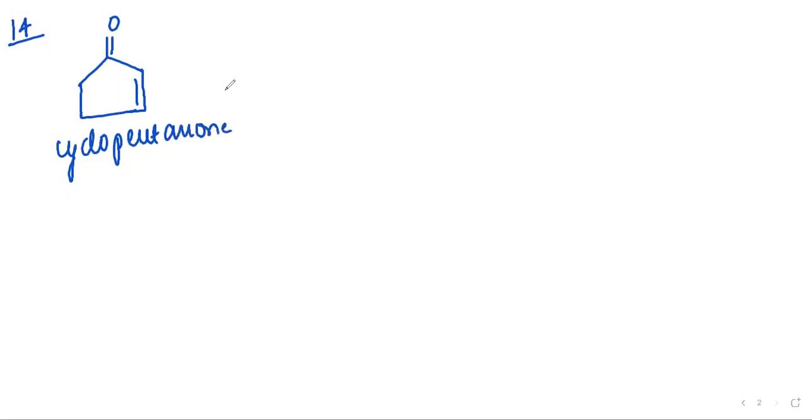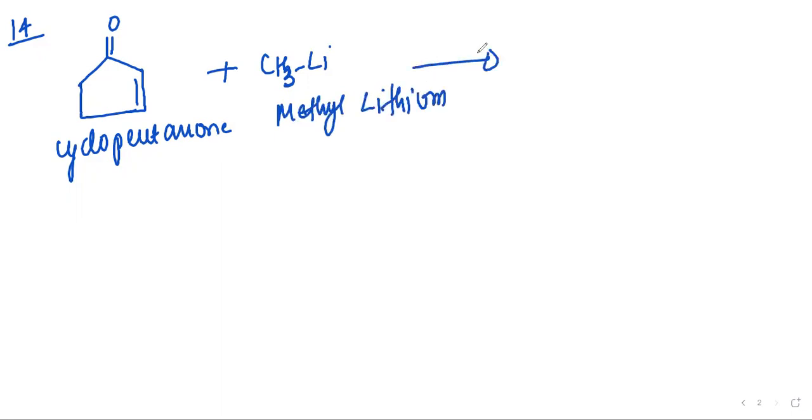Now look at question number 14. Treatment of cyclopentanone with methyl lithium. Which of the following species? So see, I will make its structure. Cyclopentane means 5 carbons, and this is double bond O. This is called cyclopentanone, right? React with methyl lithium, meaning CH3Li. This is called methyl lithium. So what will be the formation of the product? Asked in 2015.